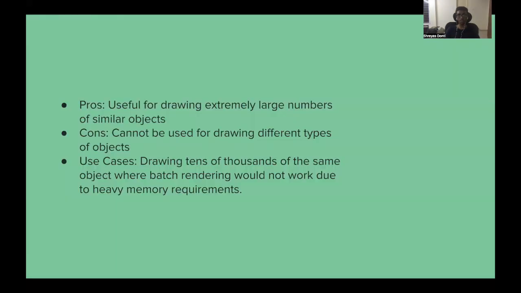Now, the advantages of geometry instancing are that it's useful for drawing extremely large numbers of similar objects. However, it cannot be used for drawing different types of objects. And of course, the use cases of geometry instancing will be for drawing tens of thousands of the same object, where batch rendering would not work due to the heavy memory requirements batch rendering would need.